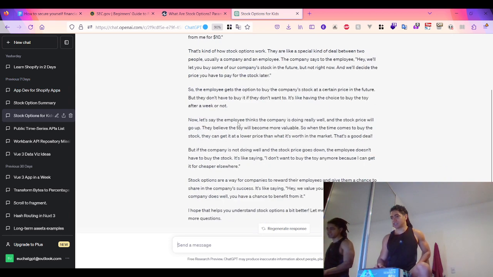Now let's say the employee thinks the company is doing really well and the stock price will go up. They believe the toy will become more valuable, so when the time comes to buy the stock, they can get it at a lower price than what it's worth in the market. That's a good deal. But if the company is not doing well and the stock price goes down, the employee doesn't have to buy the stock. It is like saying, I don't want to buy the toy anymore because I can get it cheaper elsewhere.